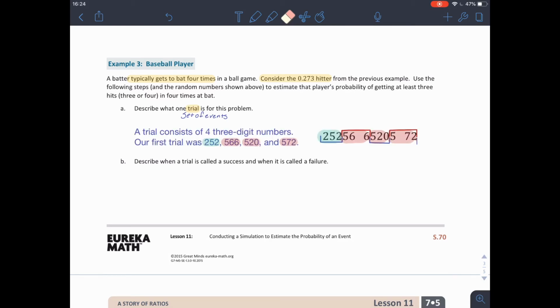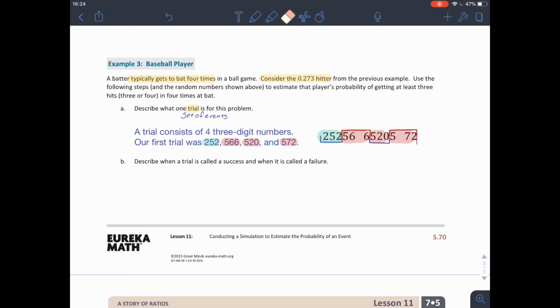So that 4 times at bat in our trial would be 4 3-digit numbers. I copied and pasted our first 4 3-digit numbers here, and we can see that we had 252, 566, 520, and 572. Those 4 numbers together would be my first trial.